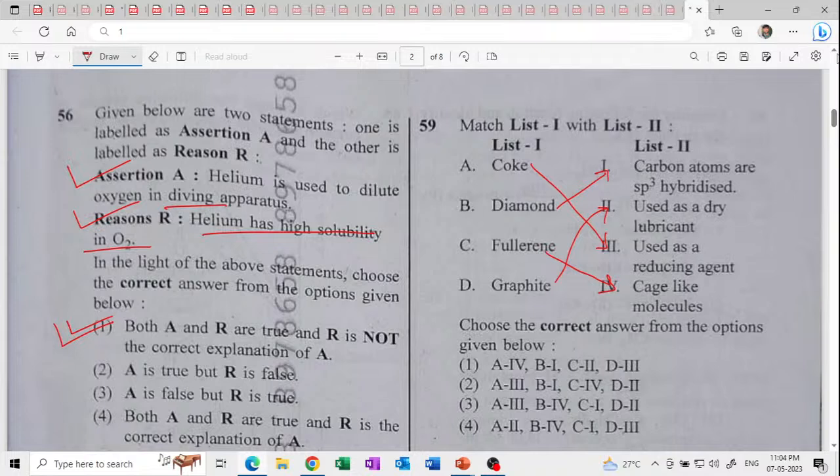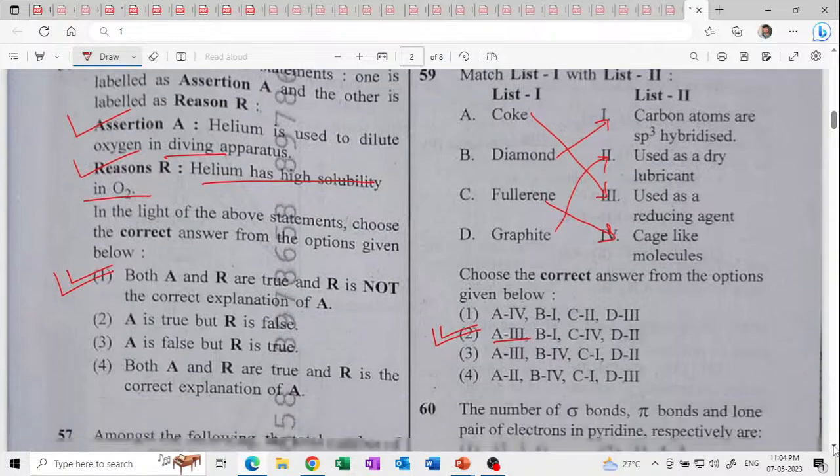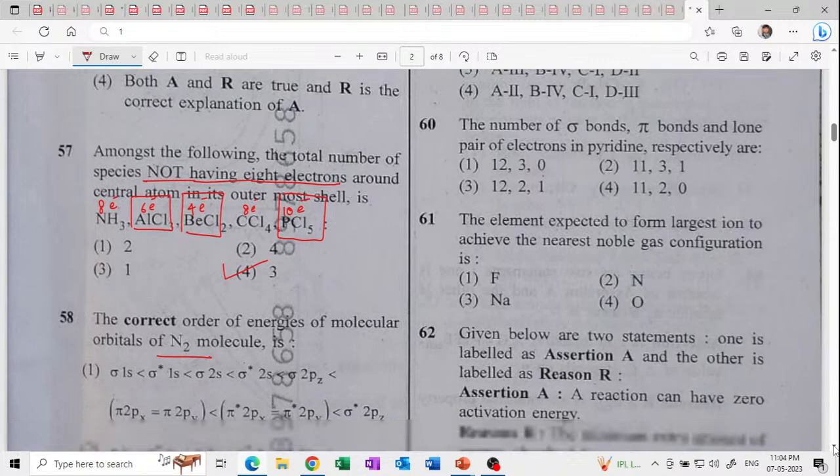A should be third. A is 3. And D is second. Both have D as second. C, how much? C is fourth. So C is fourth, and the second option is correct. Get it? This is a very easy question. It is from the elements of group 14. Please check the elements of group 14. This is also a very important question.